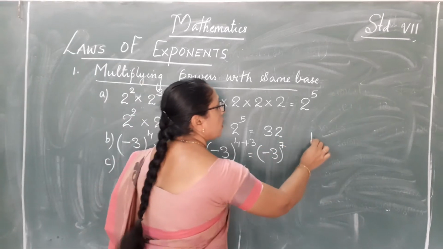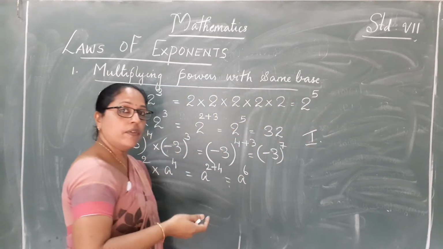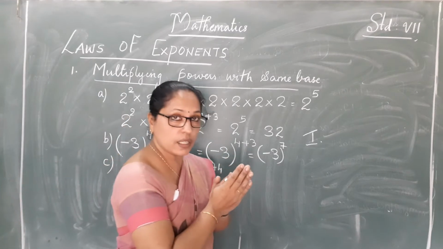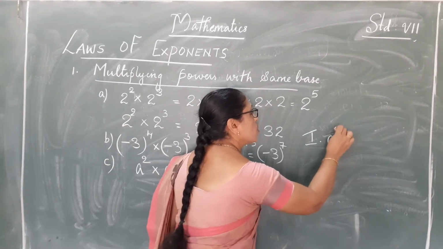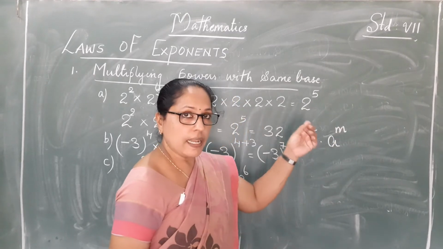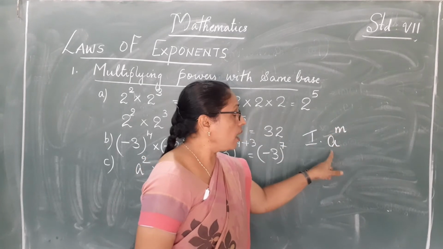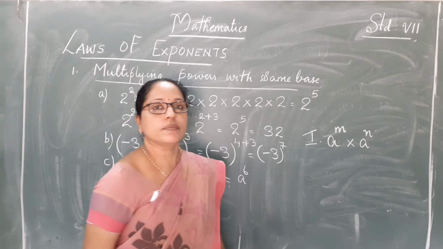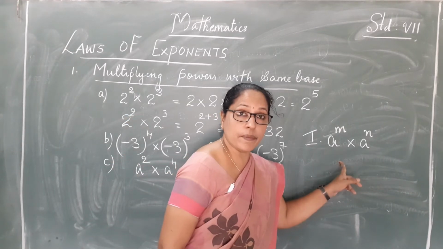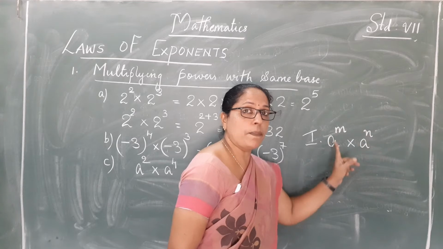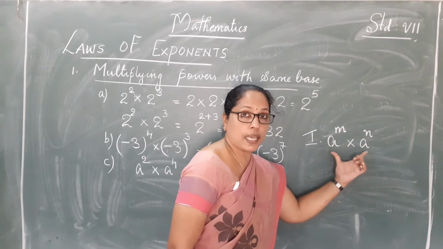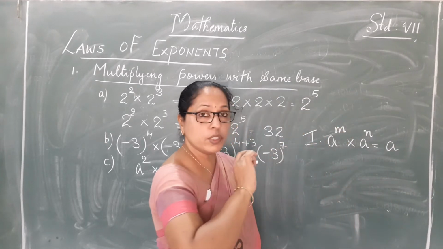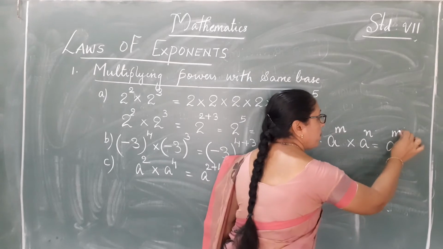I am putting it as law number 1 in a general way. Here, through numbers and through letters, we have discussed the law. Now, we are generalizing the law. That is A raised to M. Instead of the powers, numbers, we are giving a letter M. So, A raised to M into A raised to N. That means bases are same. These two are powers. So, multiplying the powers with the same base A. So, the law says that A raised to, what should we do? Add the powers. So, M plus N.